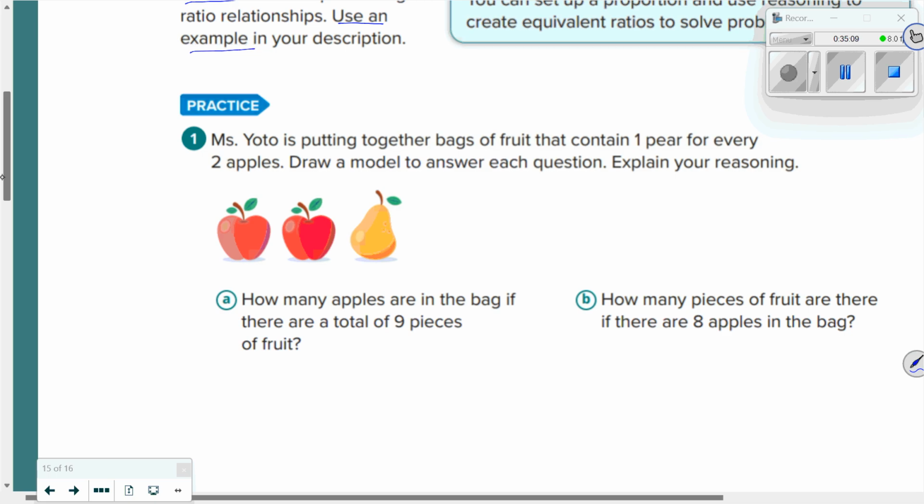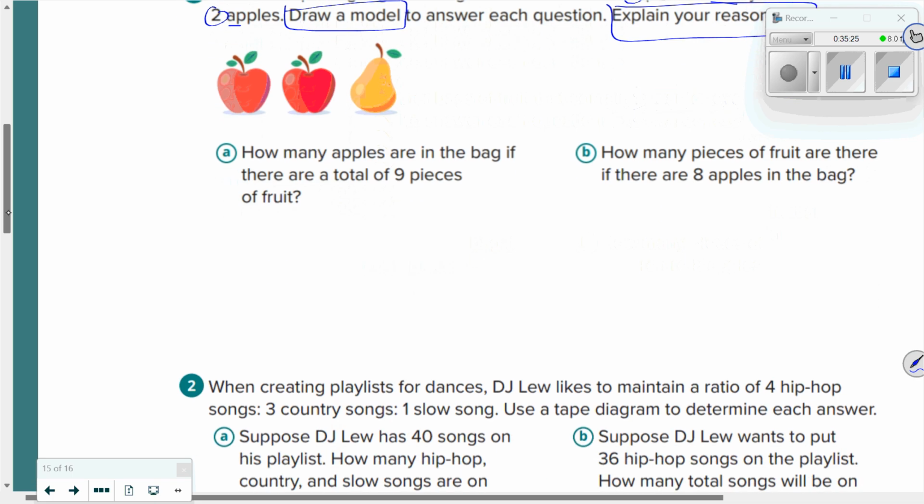Okay. Putting together a bag, prepare for every 2 apples, draw a model, and explain your reasoning. I will give you a hint. Double tape diagrams to me work best on this. So I personally would use a tape diagram, but as long as you've got some form of model, it will count. Pay attention to what they're giving you. They gave me a total of 9. I have to use that to figure out how many apples there are. How many pieces of fruit are there as far as 8 apples? I want a total for part B.